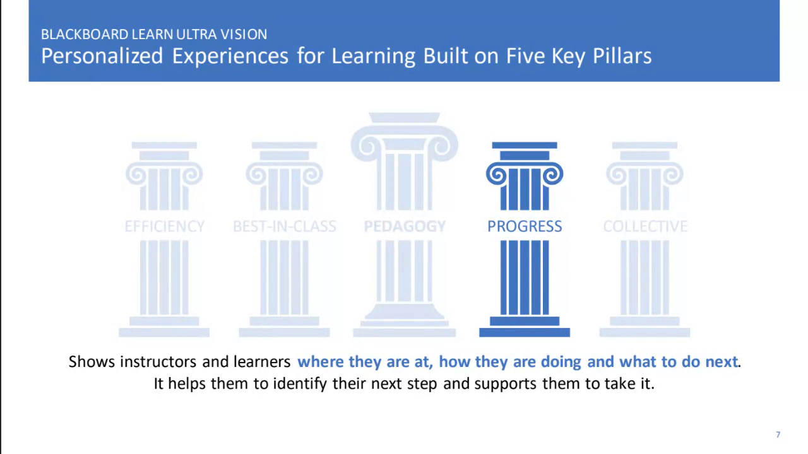You know, that the LMS should show instructors and learners where they're at, what they're doing and what to do next. It should identify their next step and obviously support them moving forward as well. And the idea here is around clearly communicating expectations and supporting things like promptness of feedback. All of this is important as we consider that progress pillar.